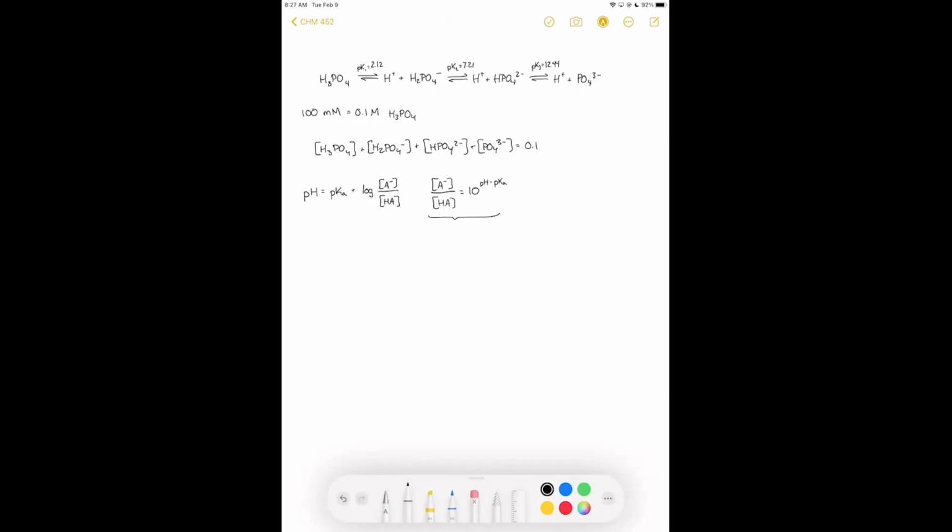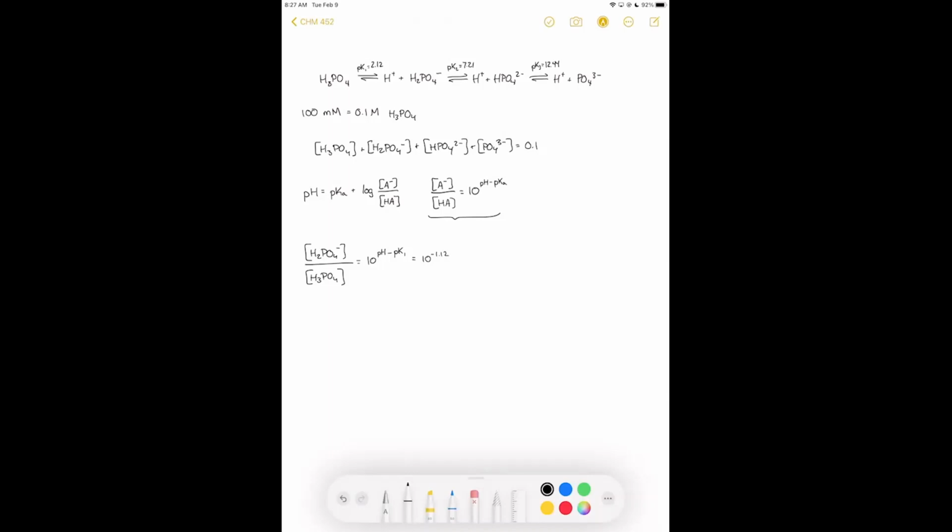So first, we'll start with our first deprotonation event. And so our conjugate base for that is H2PO4 minus, and then the acid for that is H3PO4. And that ratio then is going to be equal to 10 to the pH minus, and here I'll say pK1 instead of pKa to indicate the first deprotonation event. And so for us here, that is 1 minus the pK1, which is 2.12. So 1 minus 2.12 is minus 1.12. So 10 to the minus 1.12.